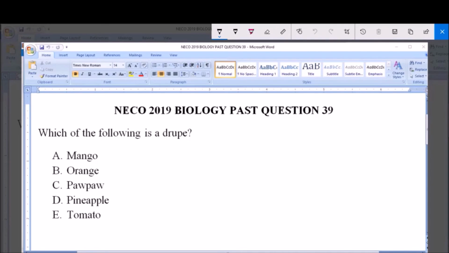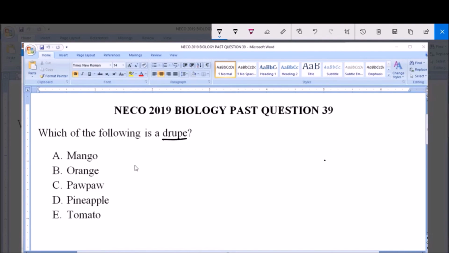I will be answering NECO 2019 Biology Past Question 39. Which of the following is a drupe? A. Mango. B. Orange. C. Pawpaw. D. Pineapple. E. Tomato. So we are asked for an option that is a fruit which is classified as a drupe.